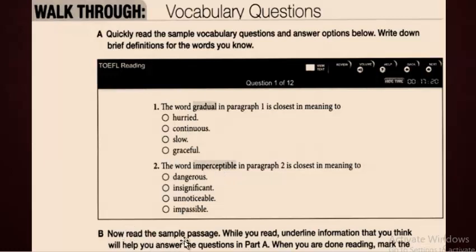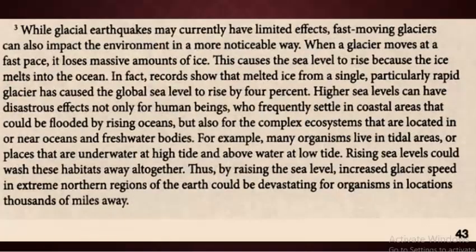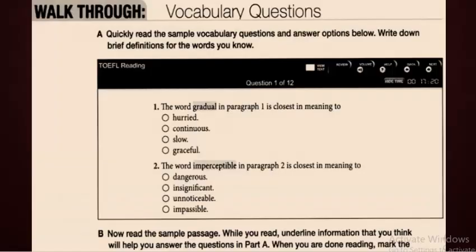B. Now read the simple passage. Where is the passage? This is the passage. Fast moving glaciers. Please scan the passage for a minute. Then while you read, underline information that you think will help you answer the question in part A. When you're reading, mark the correct answer option.